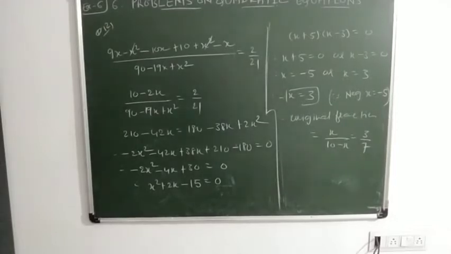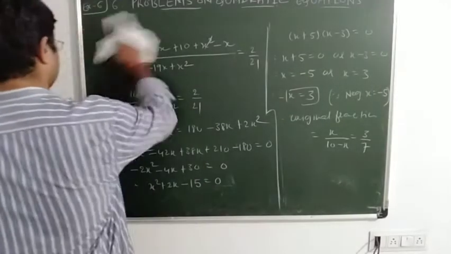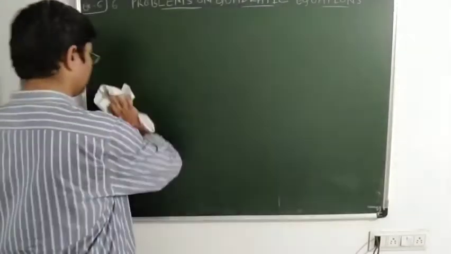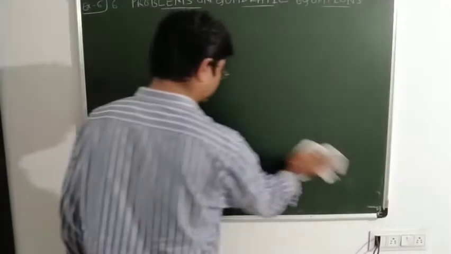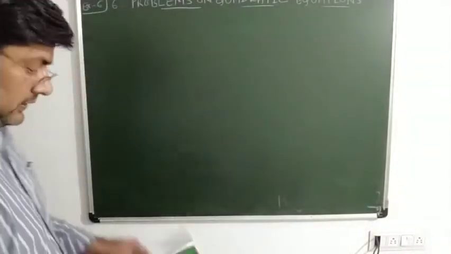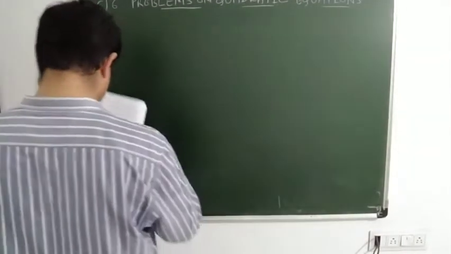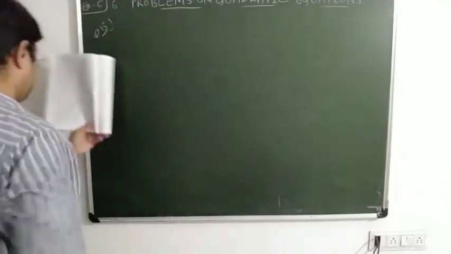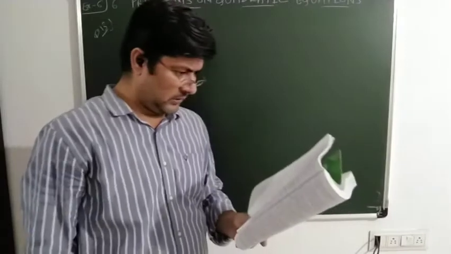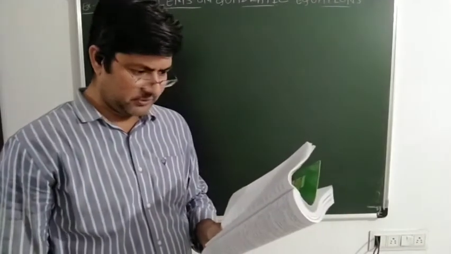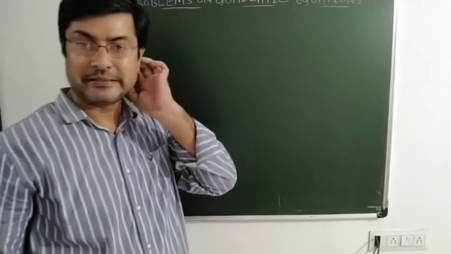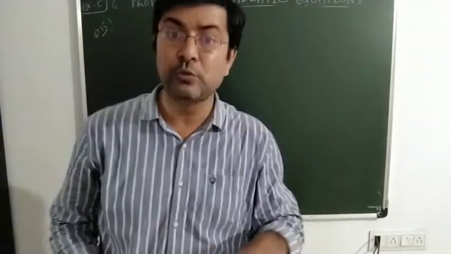Okay, now let us solve the next question, question number 13. It is given that 2 years ago, a man's age was 3 times the square of his son's age. So a comparison between a man's age and his son's age is given for 2 years ago.